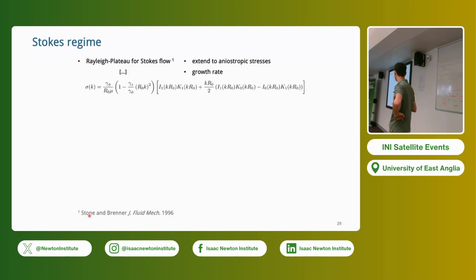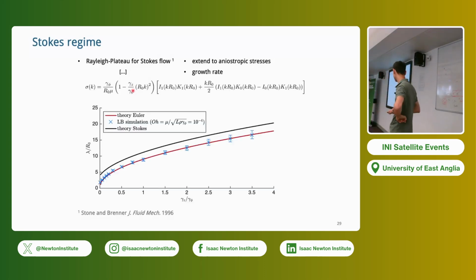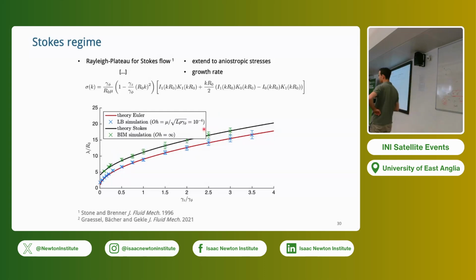And we find a growth rate that plays the same role as the omega squared in the other case. And that again has this term here. So this term pops up again, the anisotropy ratio times the square of the radius with the wave number. The picture does not look qualitatively different. So the black curve now is the theory for Stokes flow. The dominant wavelength is a bit higher, but overall it also grows with the anisotropy ratio, and we can also verify this with simulations.